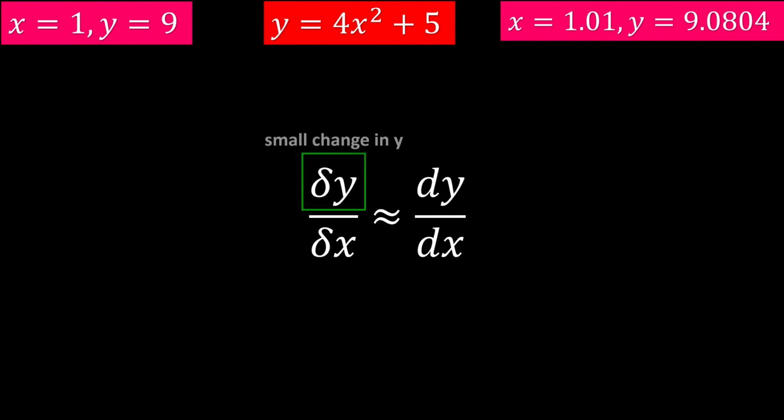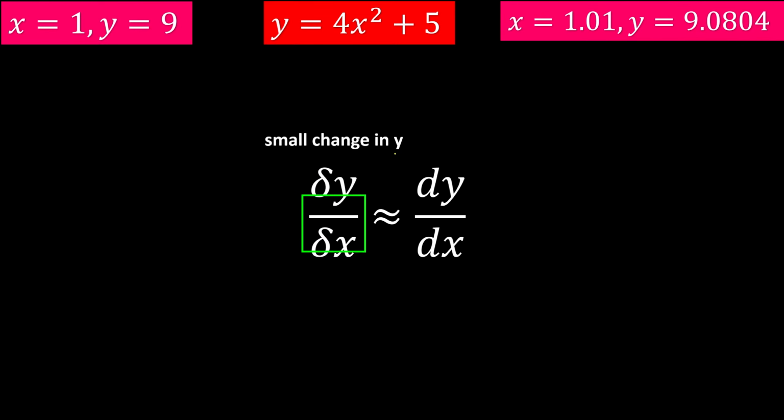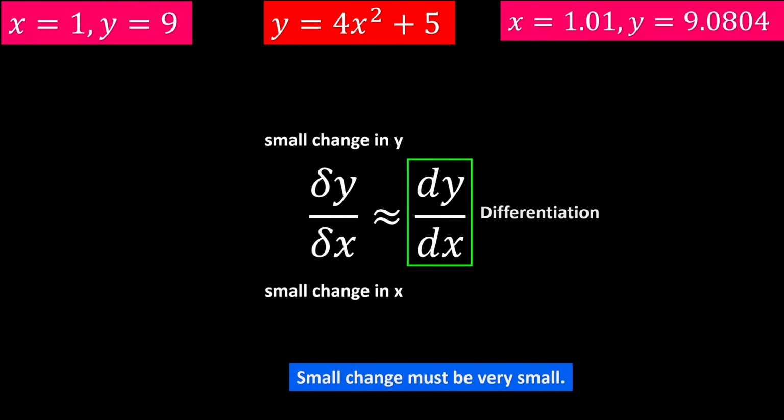So first, we look at the first symbol, delta y, which means a small change in y. It means what happened to y when there is a small change in x? In order to find this small change, we can use an approximation tool by differentiation, provided the small change is very small. So we can see 1 becomes 1.01. So we can say that delta x is equivalent to 0.01.